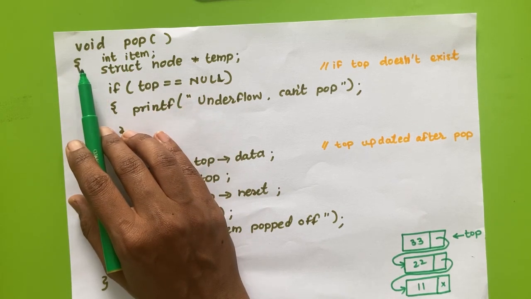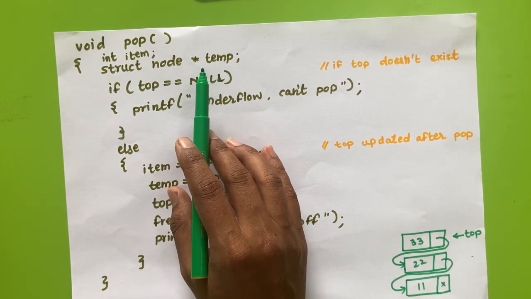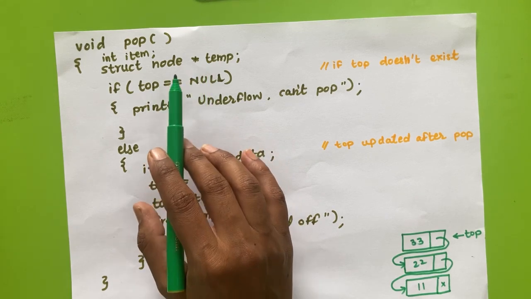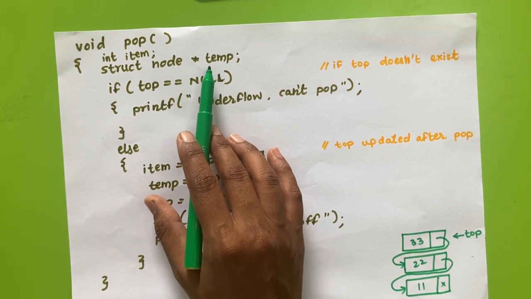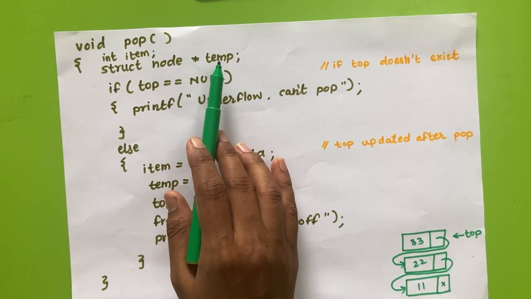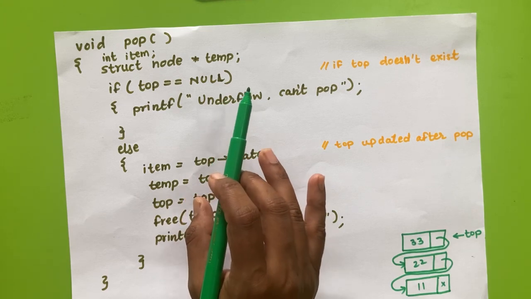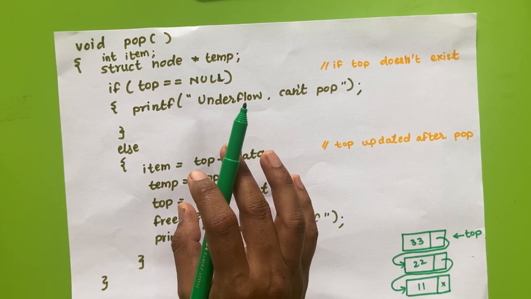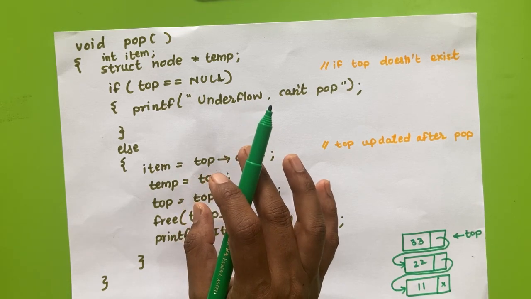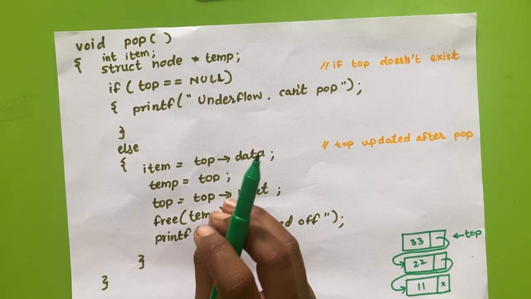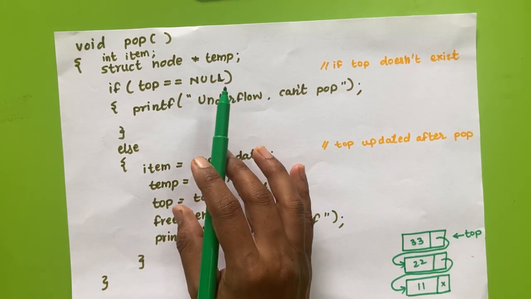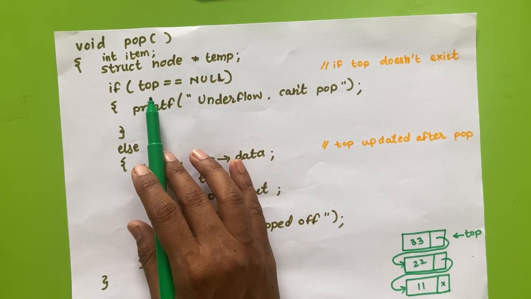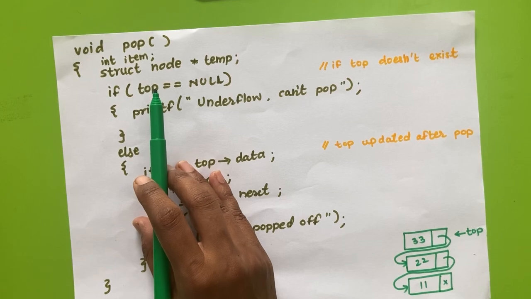Again here we'll require one pointer of the node. That's why we have taken the temporary pointer. So first we have to check whether the stack exists or not, or any element is present in the stack or not. If an element is present, then the value of top is not null, and if elements are not present, then the value of top will be null only. So first we will check whether top exists or not.